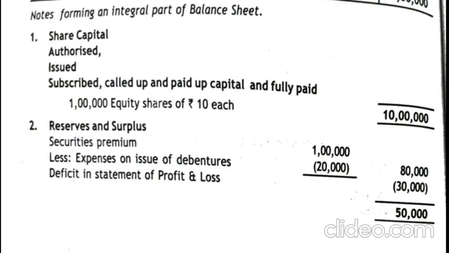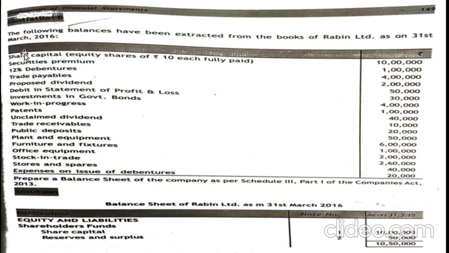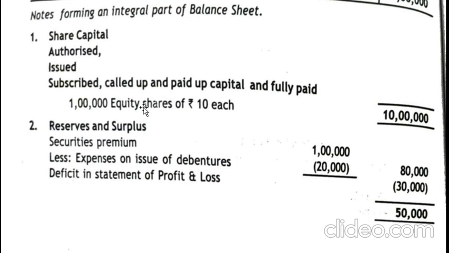So your first working note will always be share capital. Under share capital, we'll have authorized, issued and subscribed. So in the question, if you look here, share capital, equity shares of rupees 10 each fully paid. How much is it? 10 lakh. So rupees 10 is one share and the amount is 10 lakh. So 10 lakh divided by 10 will give you the number of shares. So the number of shares will be 1 lakh equity shares of rupees 10 each, which is 10 lakh.